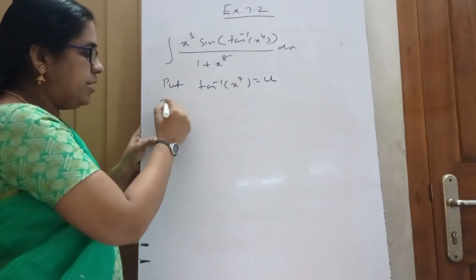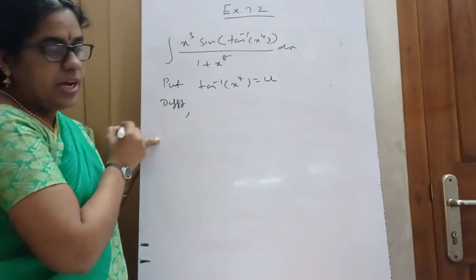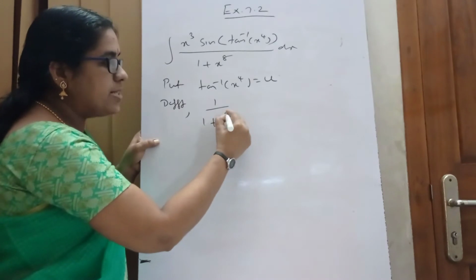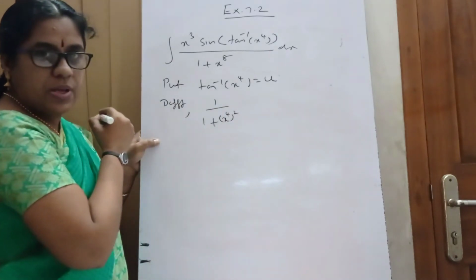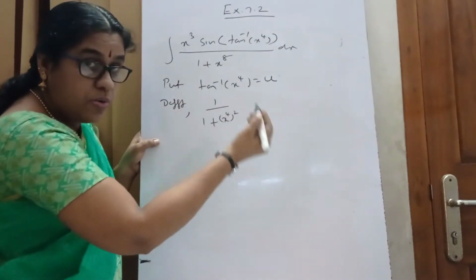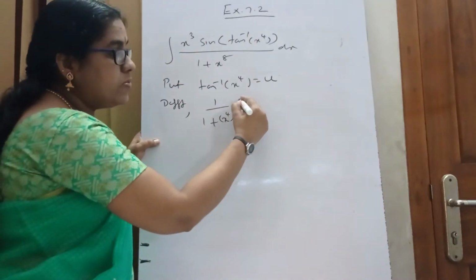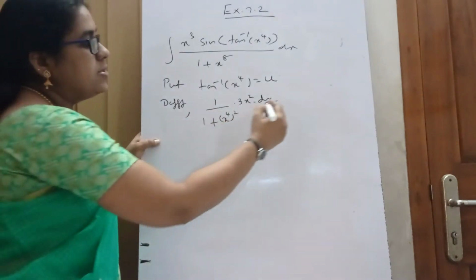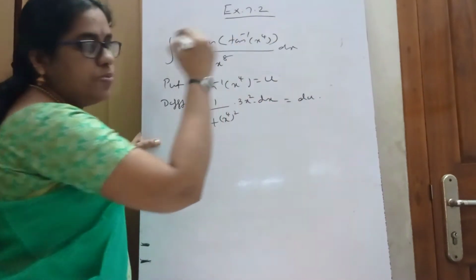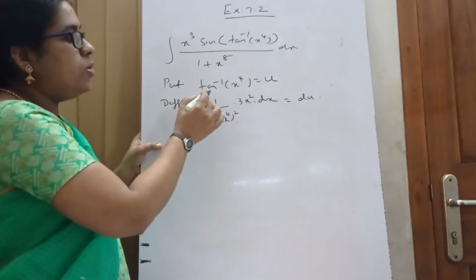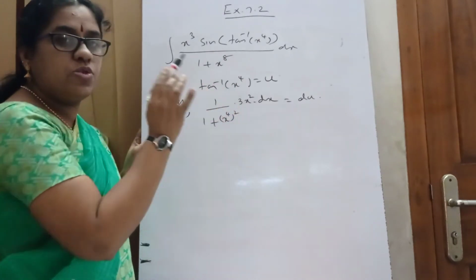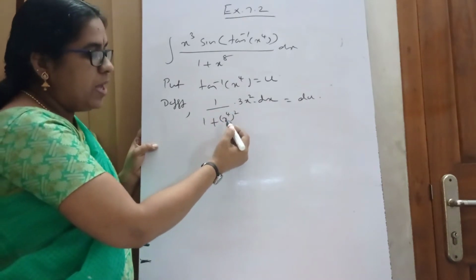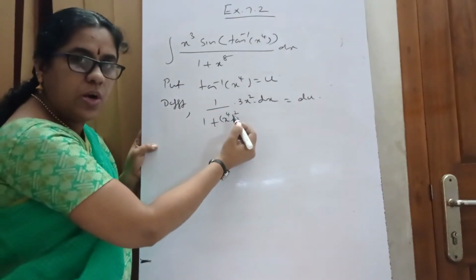Then differentiating, we get the derivative of tan inverse x: 1 by 1 plus x square, here x raised to 4 the whole square. Don't stop here. Chain rule, into the derivative of x raised to 4 into dx is equal to du. Did we understand? Here we put tan inverse x raised to 4 equal to u. Differentiating, 1 by 1 plus x raised to 4 the whole square.